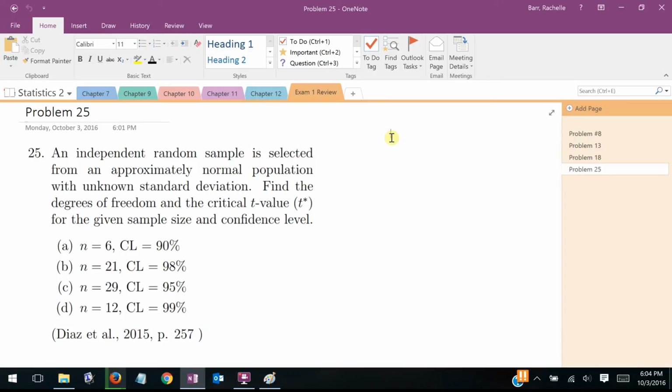So now I'm going to do problem number 25 for our review for our first exam. As you look at this problem, we're going to need to find the critical t-value based on a certain sample size and a confidence level. And I'm going to do this using Minitab.